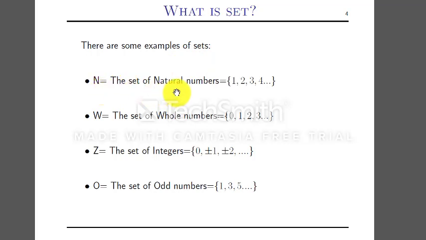The first one is the set of natural numbers, which is denoted by capital N, and the numbers start from 1, 2, 3, 4 and so on. These are infinite sets. The second one is the set of whole numbers, which is labeled by capital W, starting from 0, 1, 2, 3. The third one is the set of integers, involving 0 and positive and negative integers, and this set is denoted by capital Z.